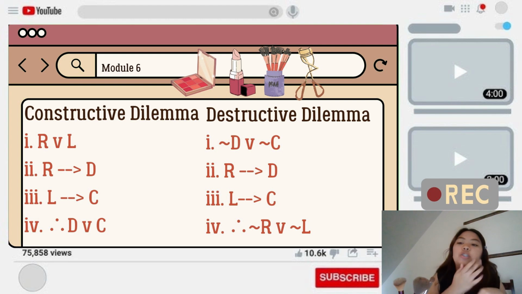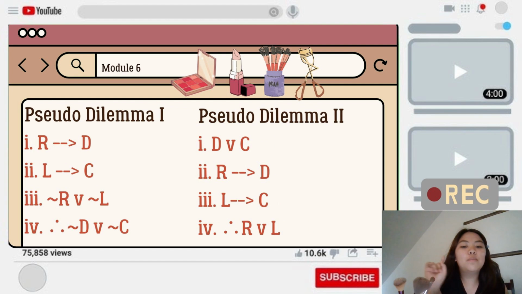Let's move on to two fallacious forms of dilemma. First is pseudo-dilemma 1. It simply commits the fallacy of denying the antecedent, which structures as premise 1, R then D, premise 2, L then C, premise 3, not R or not L, and therefore not D or not C. Pseudo dilemma 2, the structure is as shown. This one is an invalid argument as it affirms the consequent of premise 2 and 3. But our norm again is affirming the antecedent or denying the consequent of a conditional.